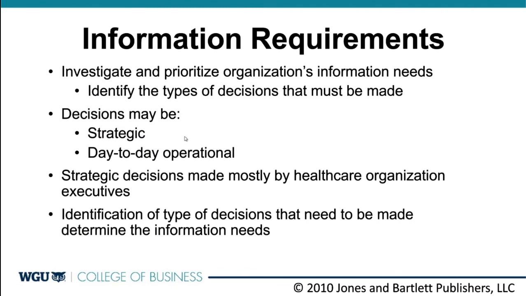Information requirements. We want to investigate and prioritize the organization's information needs. To do this, we must identify the types of decisions that must be made within the organization, right? This aligns with our information systems planning or our strategic planning pieces and any strategic planning model. How are you making the decision? What information do you need to make the decisions? Are these strategic decisions or are they just decisions for the operations of the organization?